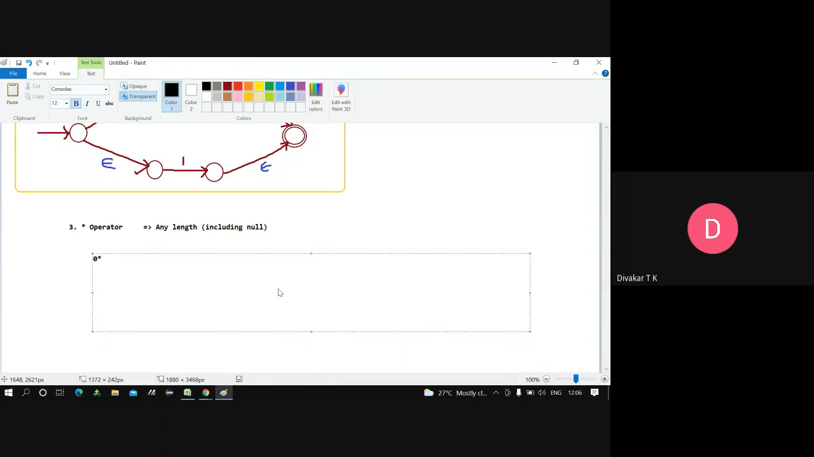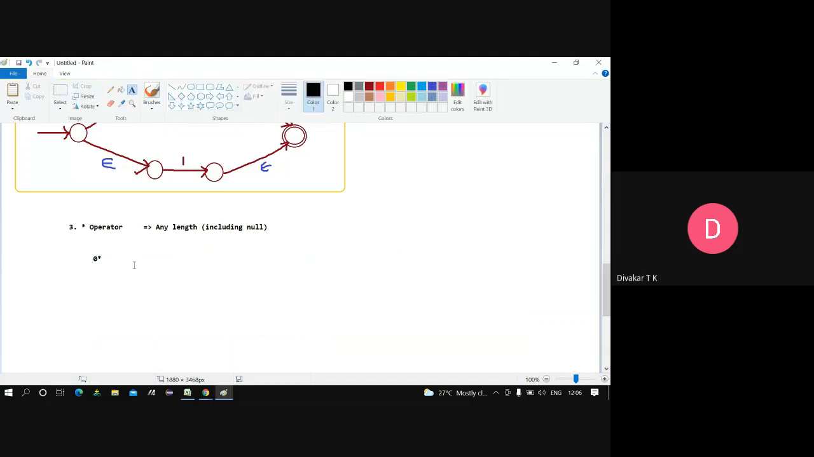Okay, 0 star here. You have to write 0 star like this: don't write it in line. You have to write like this: 0 to the power of star. Understood? Got the clarity? So star you are always supposed to write as a power. Okay, great.